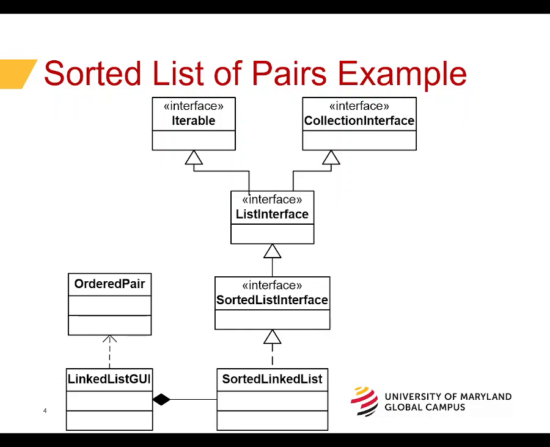Before we run this example, let's consider the classes and interfaces involved. The sorted linked list class is the one we are testing. It implements the sorted list interface, which in turn implements the list interface. And the list interface implements both the iterable interface and the collection interface. The main program will be a GUI interface that is defined in the linked list GUI class, which will use the ordered pair record we just discussed.